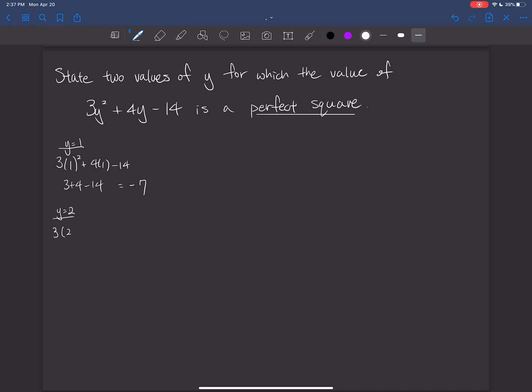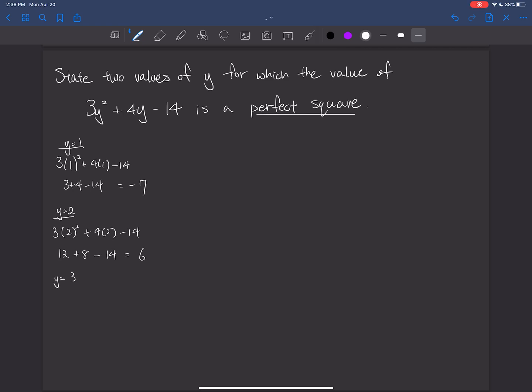3 times 2 squared plus 4 times 2 minus 14. That's 3 times 4, 12 plus 8 minus 14. So that's 20 minus 14, so that's 6. And that's also not a perfect square. Okay, that's okay. We can move on to the next number.